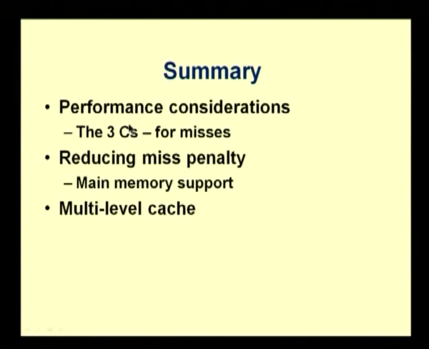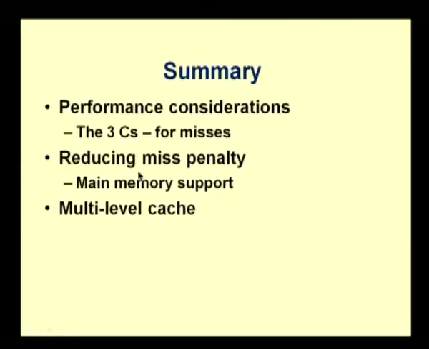To summarize, what we have looked at in today's lecture are the following. We have looked at performance considerations, and at understanding misses, the 3 C's of the cache: capacity miss, compulsory miss, and conflict misses. We also looked at how we can reduce miss penalty by using main memory support, and we also looked at the use of multi-level caches.